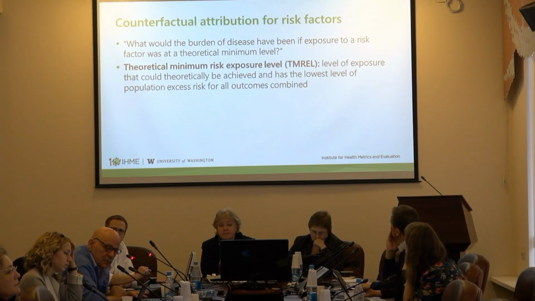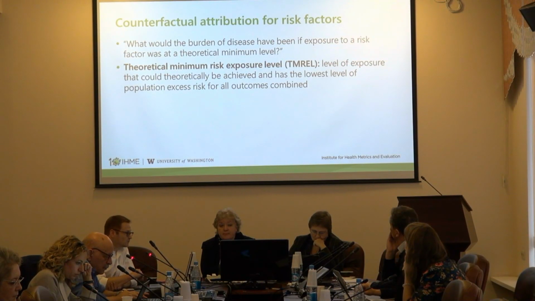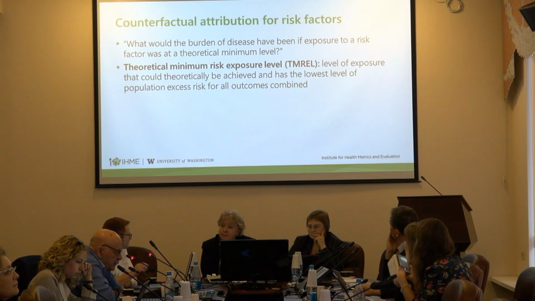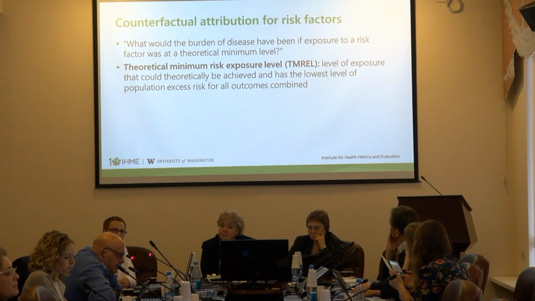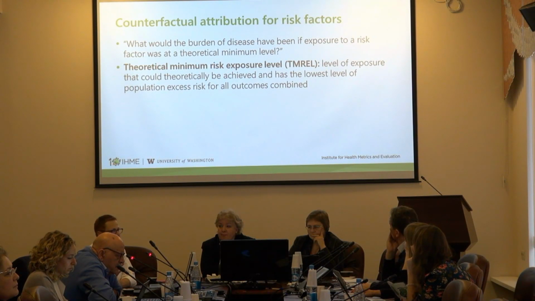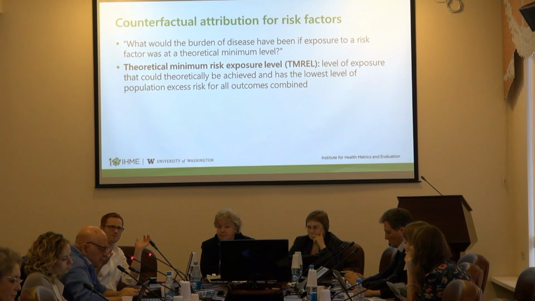And when we talk about that theoretical minimum level, what we're talking about is the theoretical minimum risk exposure level. We call that the TMREL for short. And this is a level of exposure that could be theoretically achieved and has the lowest level of population excess risk for all outcomes. It's worth noting we're not talking about something that would be cost effective to achieve. We're not talking about something that we actually plausibly could achieve. It's just something that's theoretically conceivable, that maybe it could potentially be achieved in some hypothetical universe.